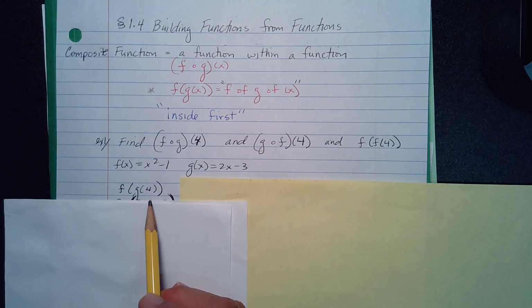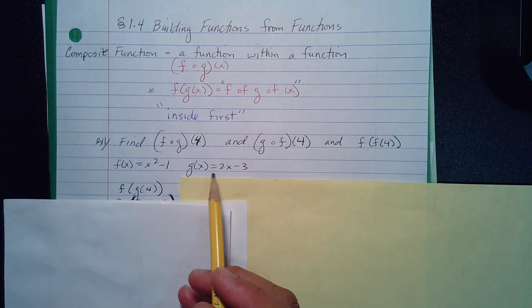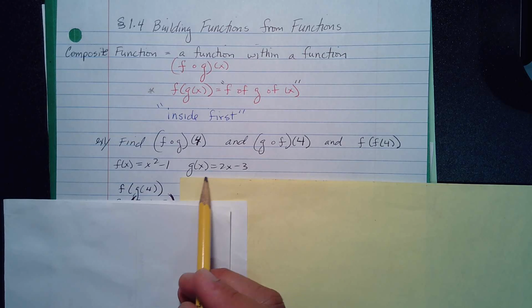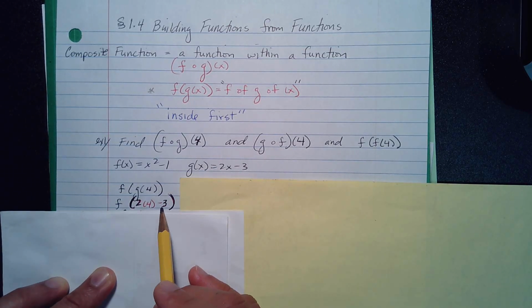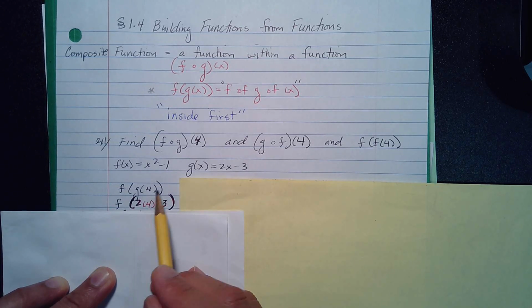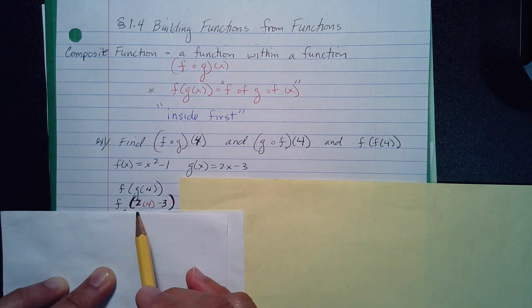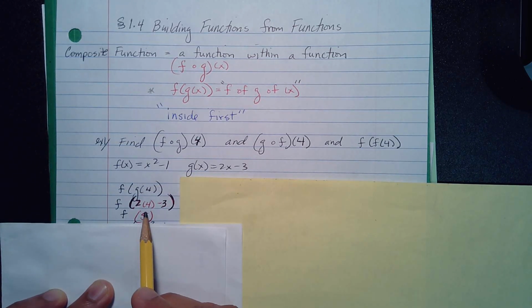So f of g of 4, think inside function first. The inside function is the g function, so I'm going to evaluate g of 4. I'm going to put 4 wherever I see an x in our g function. So the next line I write is 2 times 4 minus 3. When we simplify this, 8 minus 3 is 5.